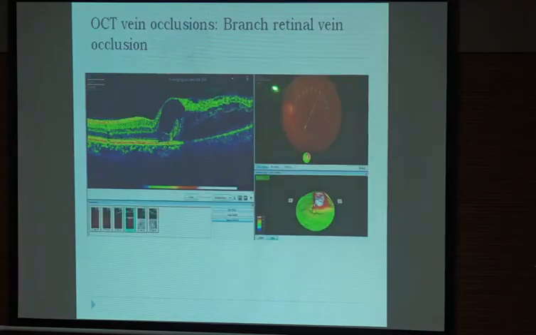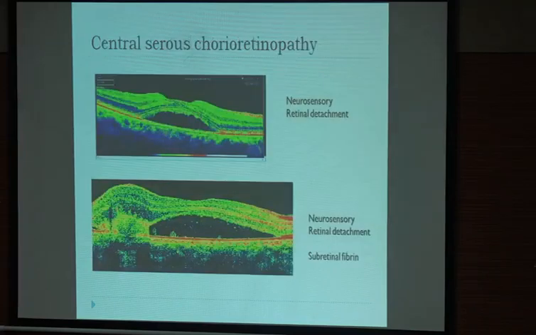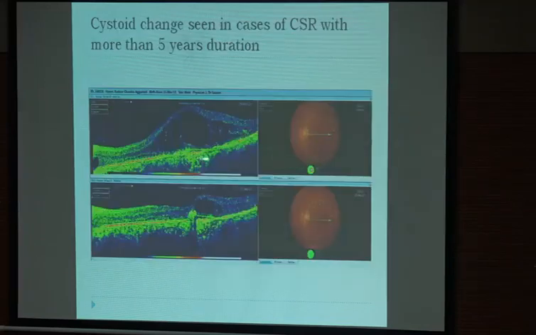So in branch vein occlusions, this is a case with superior branch vein occlusion. So we are seeing this cystoid macular edema, which is more prominent towards just one side. And in CRVO, or central retinal vein occlusion, the macular edema, the cystoid changes, will be more symmetrically distributed towards the center. In CSR, we can have a neurosensory detachment, we can have subretinal fibrin associated with it, or in chronic CSR, we can even see cystoid changes.